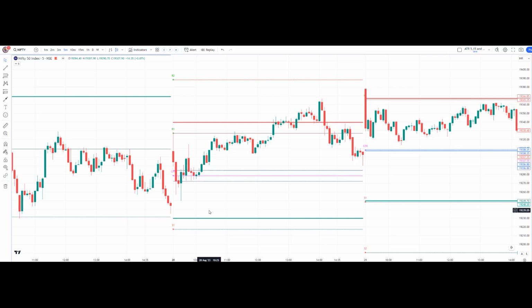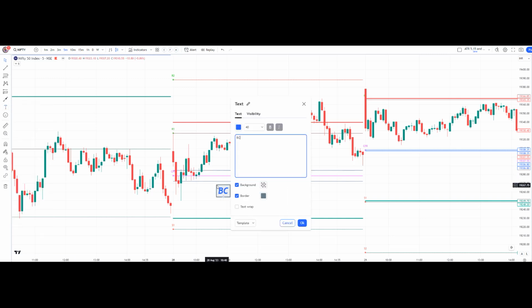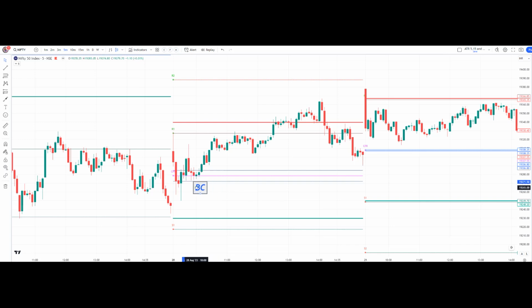In my next video, I will explain how we can trade from R2, R3 and R4, that is from the support and resistance levels, which is a reversal trade. I will also explain how to enter into trades from the S1, S2 and S3 levels.